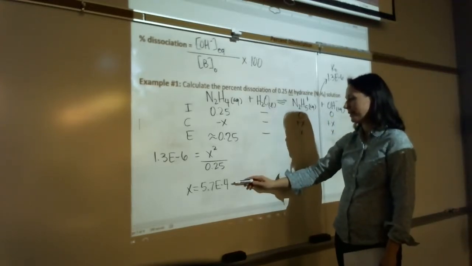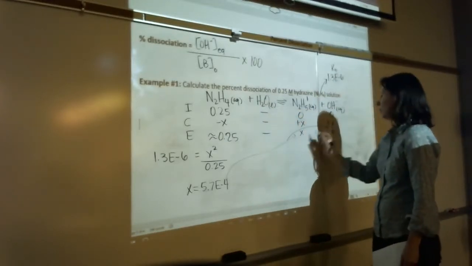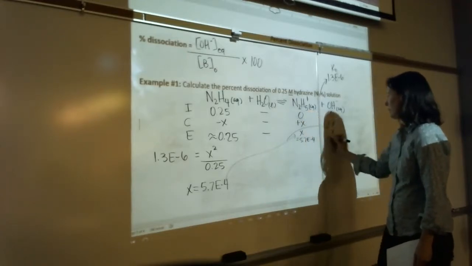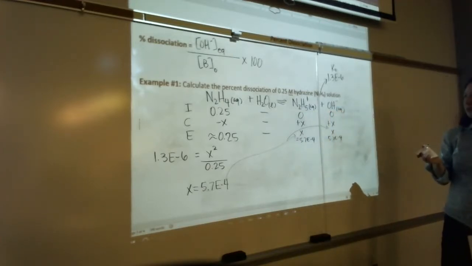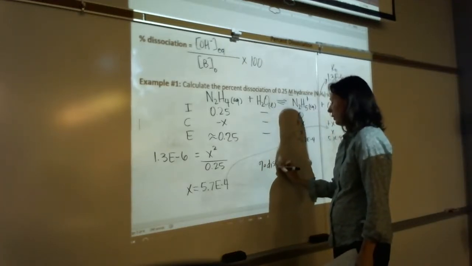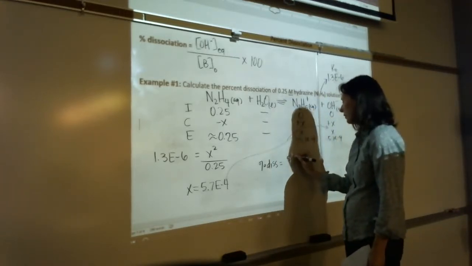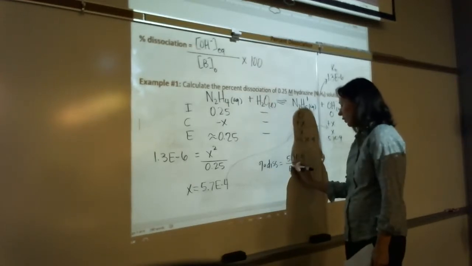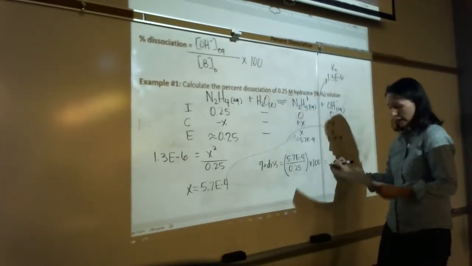Okay, so if this is x, that can go back into my ice table here. So this is 5.7 times 10 to the negative 4th, and this is 5.7 times 10 to the negative 4th. Do I have everything I need to calculate percent dissociation now? Yes, I do. So percent dissociation is the concentration of hydroxide at equilibrium, so that's 5.7 times 10 to the negative 4th over what I began with, 0.25, times 100.